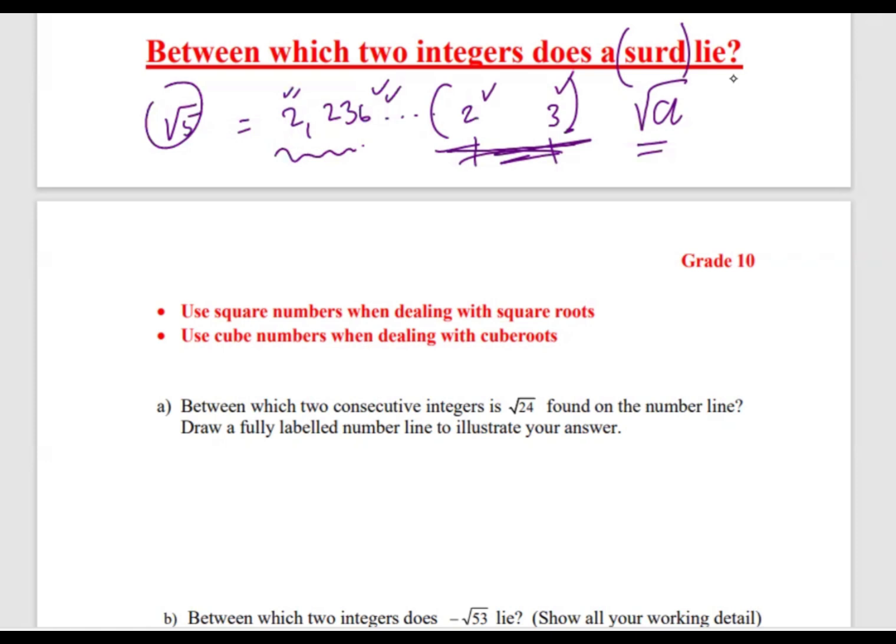Okay, so the hints that we normally have to make use of are square numbers. So square numbers are basically perfect squares. These are basically numbers whose square root we can find. Okay, that is if you're dealing with square roots. Or we can use cube numbers if we are dealing with the cube roots. So those are the basic hints that we normally need to use.